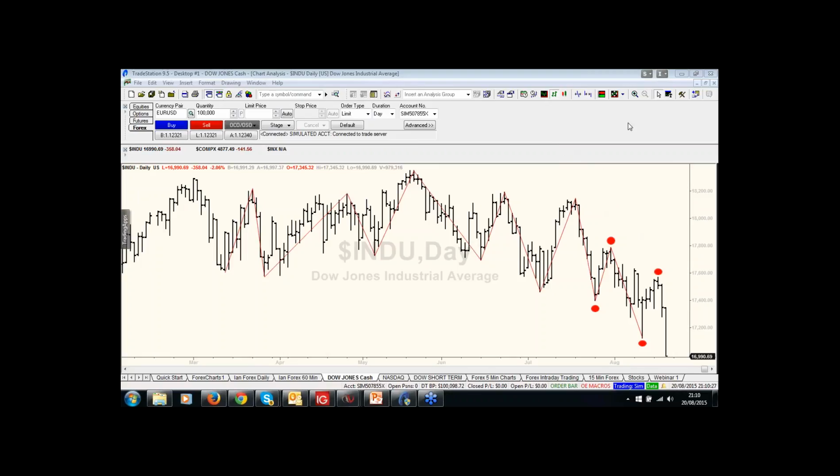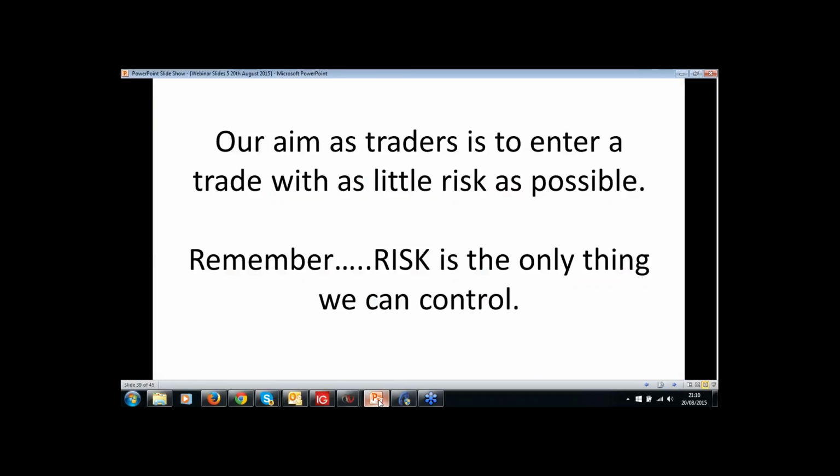Now let's just go to the next chart, or the next snippet. Sorry, have I moved out of my particular presentation? I apologize. Now, our aim as traders is to enter a trade with as little risk as possible. Remember, risk is the only thing that we can control. The only thing that we can control when we enter a trade is risk, and we must remember that.